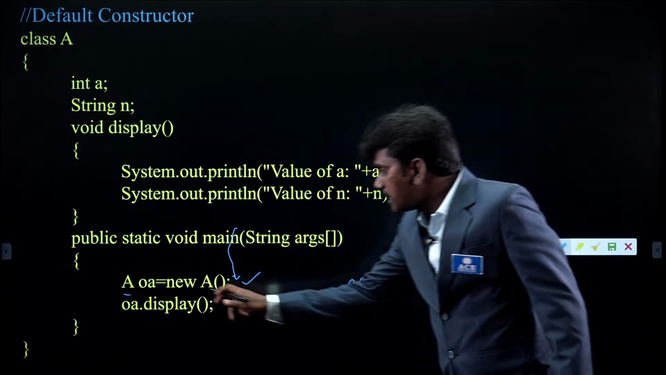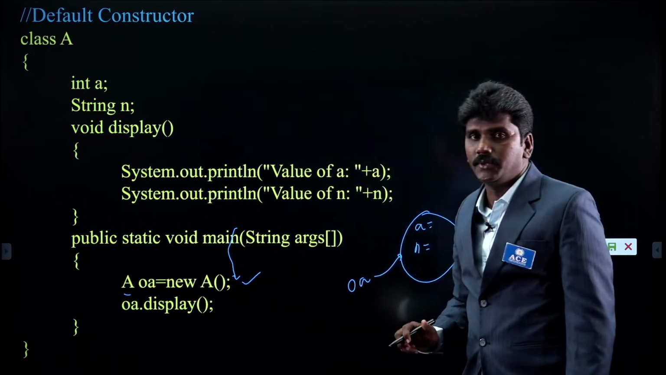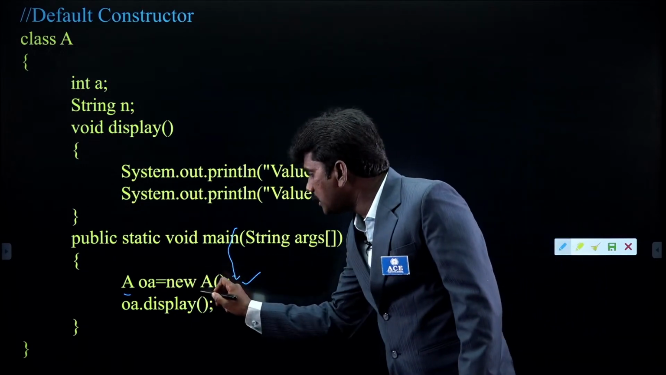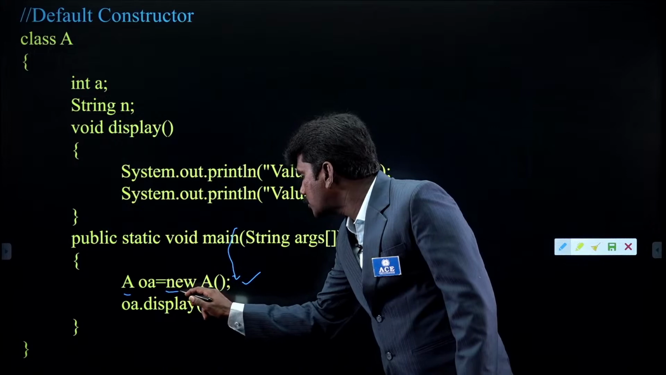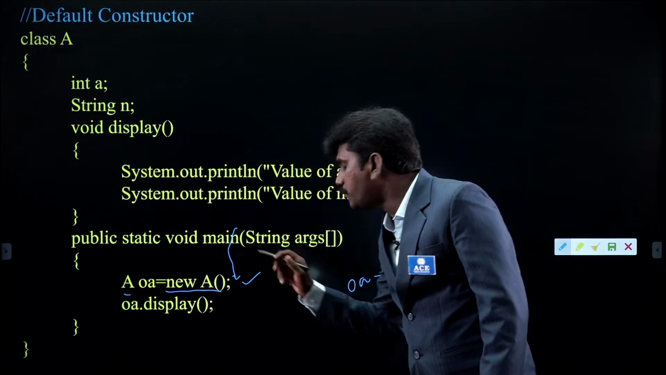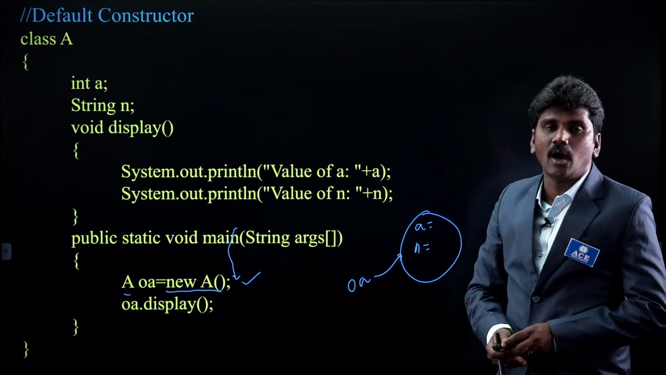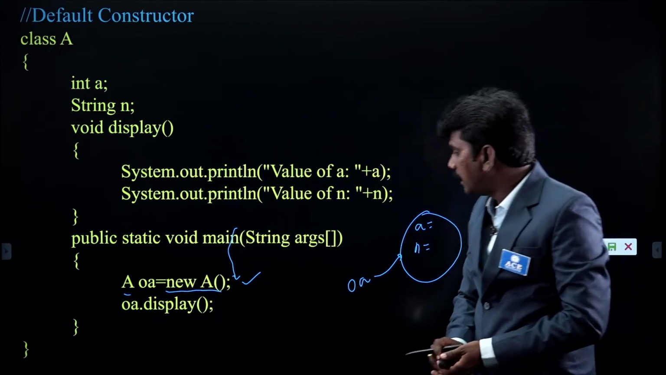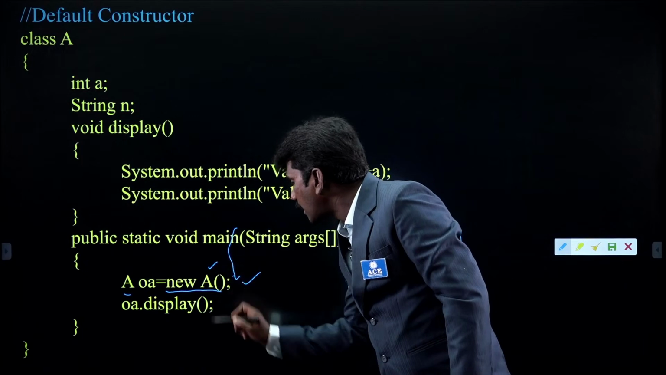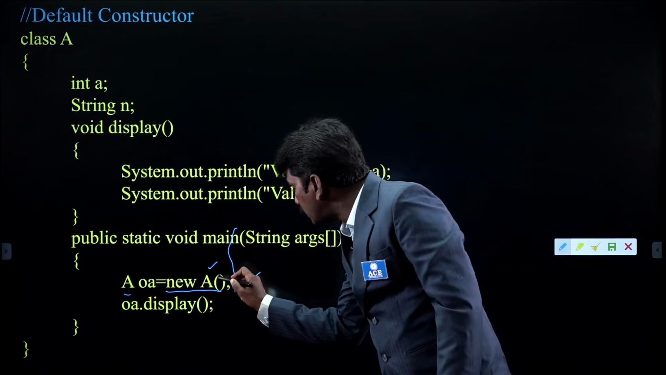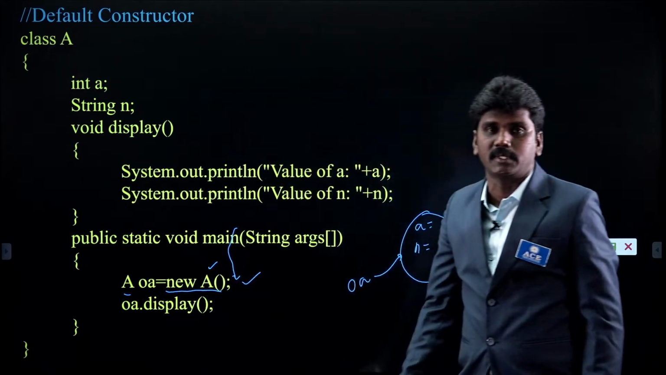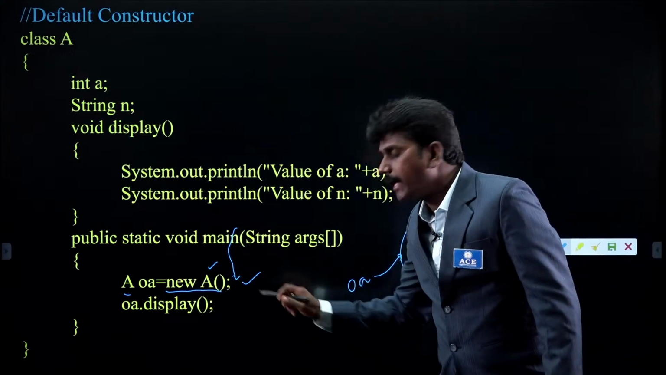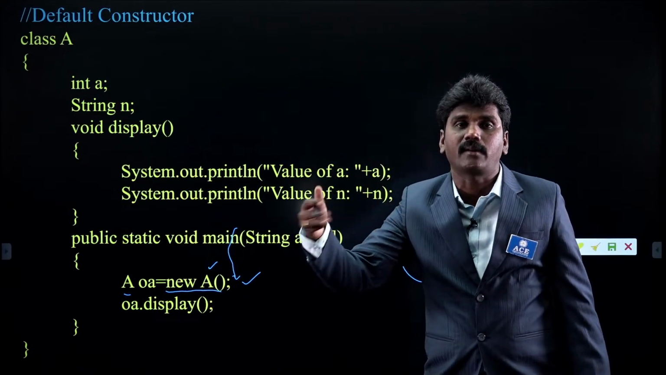And now, A OA = new A. Whenever we write this statement, we must be very careful here with new A. new is the operator which allocates the memory for the object. And then we are using the class name A along with parentheses. A with parentheses is the constructor call.